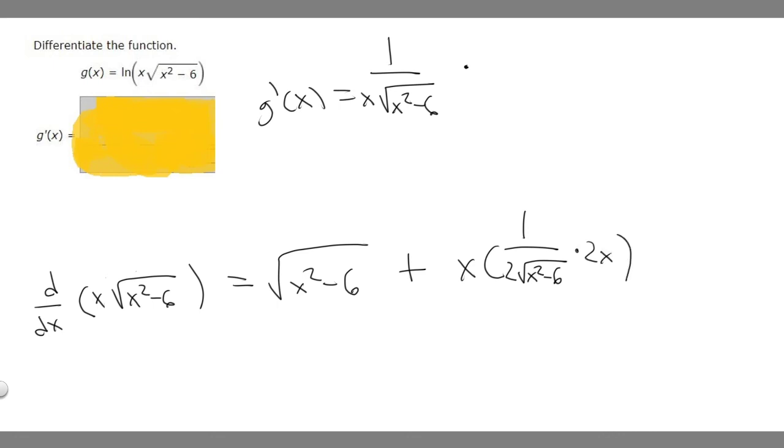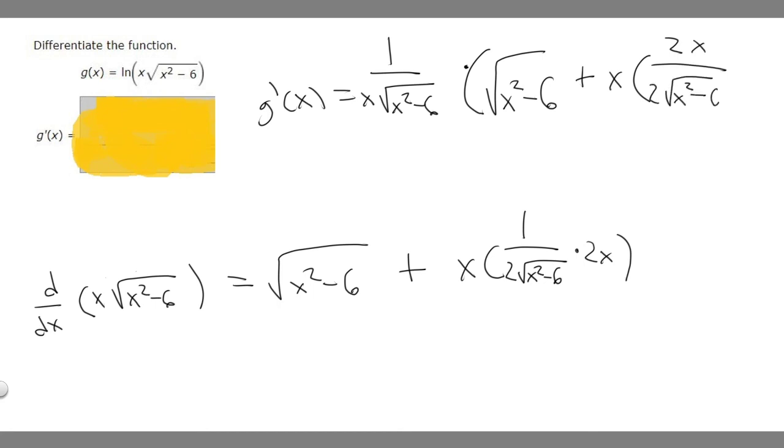And so now that we have this, all we've got to do is write it up here. So we have 1 over x times the square root of x squared minus 6. We multiply that by the square root of x squared minus 6 plus x times, and then I'm going to combine these two, so rewrite it as 2x over 2 rad x squared minus 6. And yeah, there we go. And so this is going to be the answer.